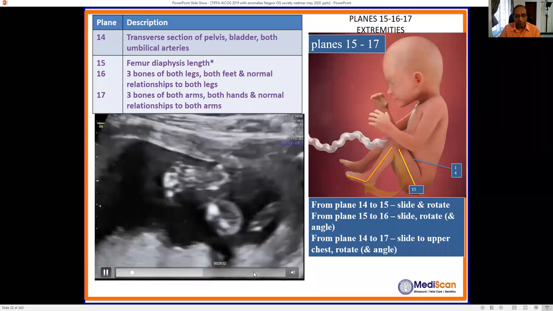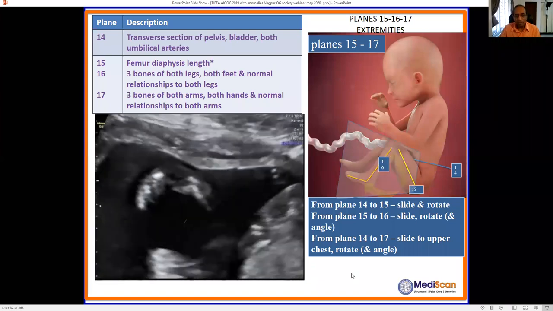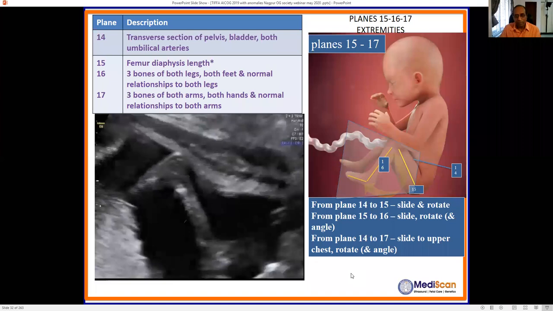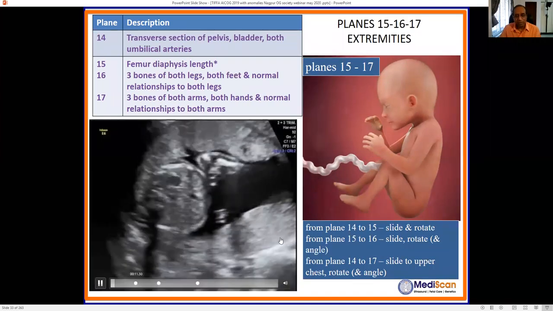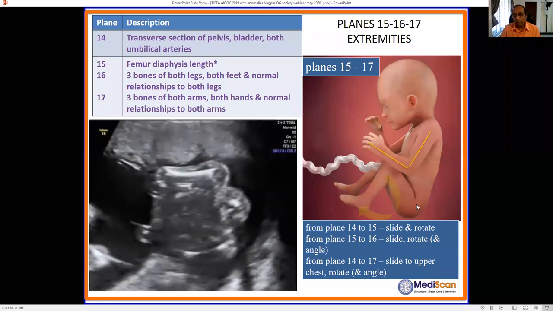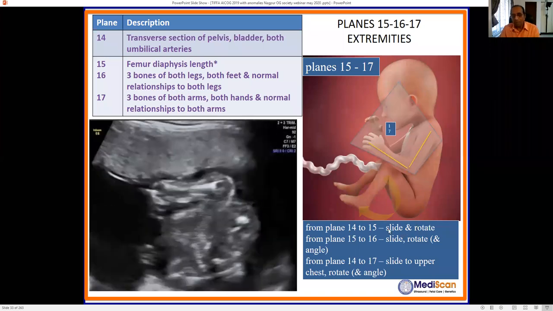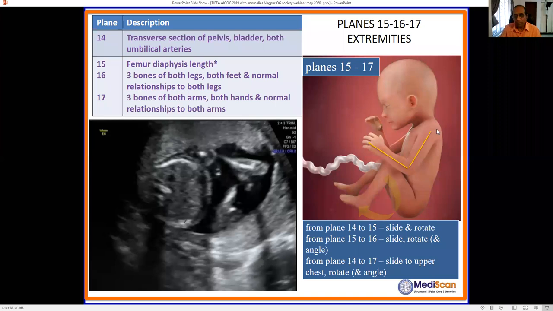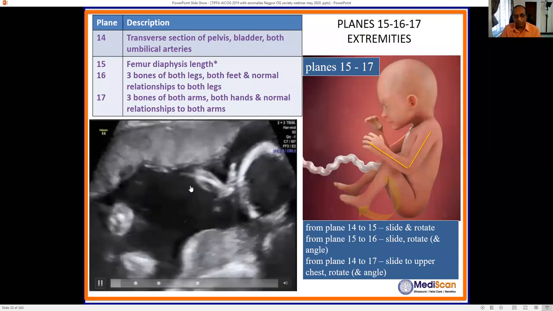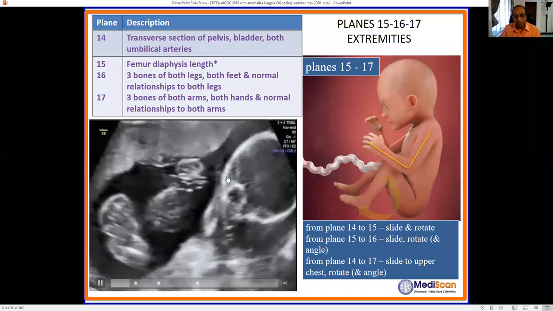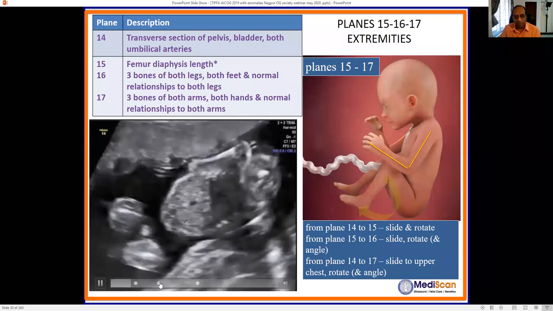As we go by, we finish the lower limb and then we go on to the upper limb. So in the upper limb, you move the probe along the spine, and then you come near the thorax, and then move your probe forwards. You will see the upper limbs coming up there. So that's your radius and ulna, that's your humerus, and that's your radius and ulna, and that's your fingers.